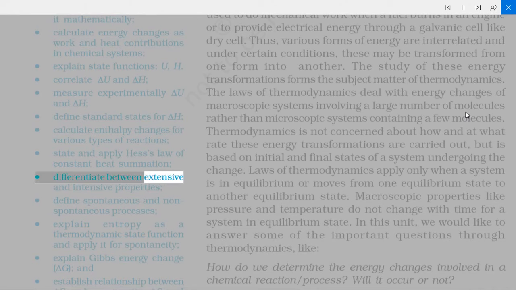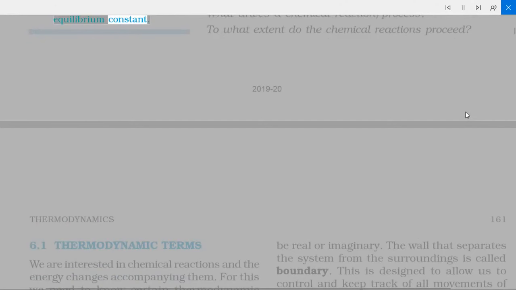Differentiate between extensive and intensive properties; define spontaneous and non-spontaneous processes; explain entropy as a thermodynamic state function and apply it for spontaneity; explain Gibbs energy change, ΔG, and establish the relationship between ΔG and spontaneity, and ΔG and the equilibrium constant.